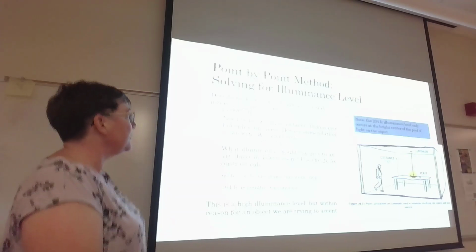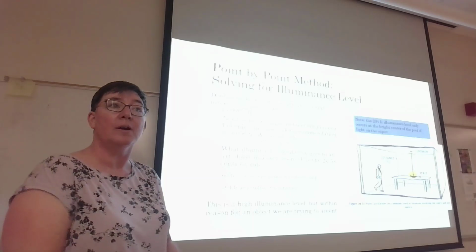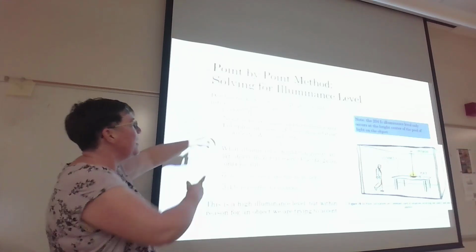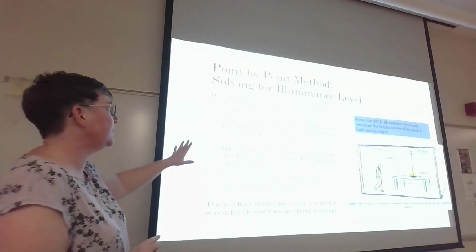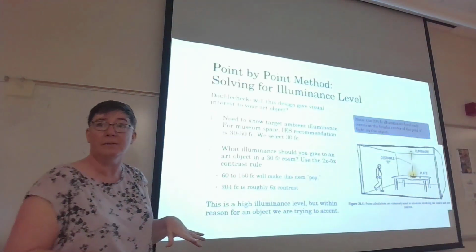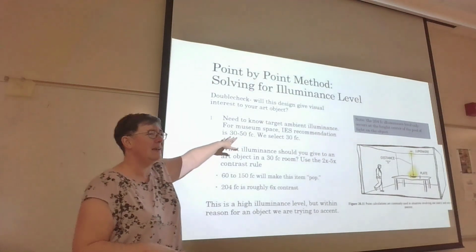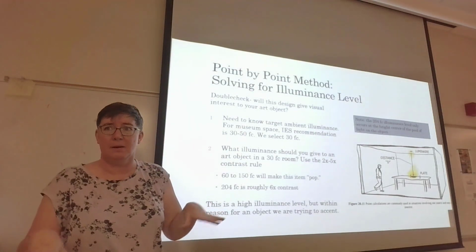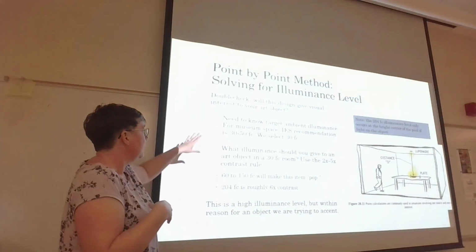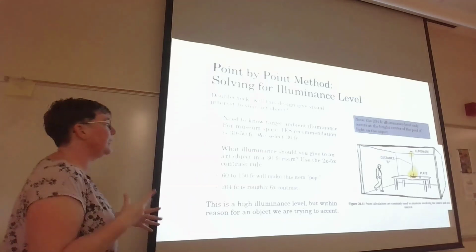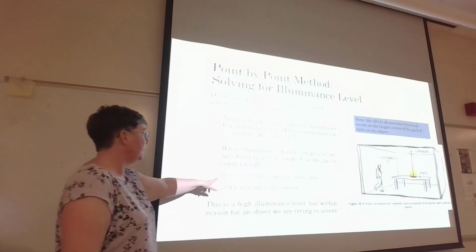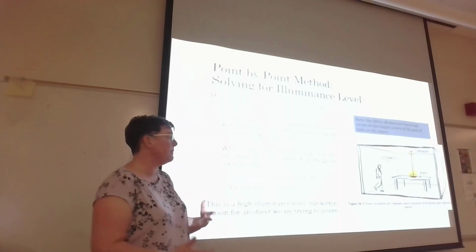Okay, double check. Will this design actually give visual interest to your artwork? This beautiful museum quality plate. You need to know the ambient illuminance. So this is a museum space, and IES recommends 30 to 50 foot candles. And we want a nice dim. 30 is not that dim. We want a lower level of 30 foot candles. That's what we've decided as lighting designers. So what illuminance should you give to an art object in a 30-foot candle room? Use the 2 to 5 contrast rule. Anywhere from 60 to 150 foot candles will make this item pop.